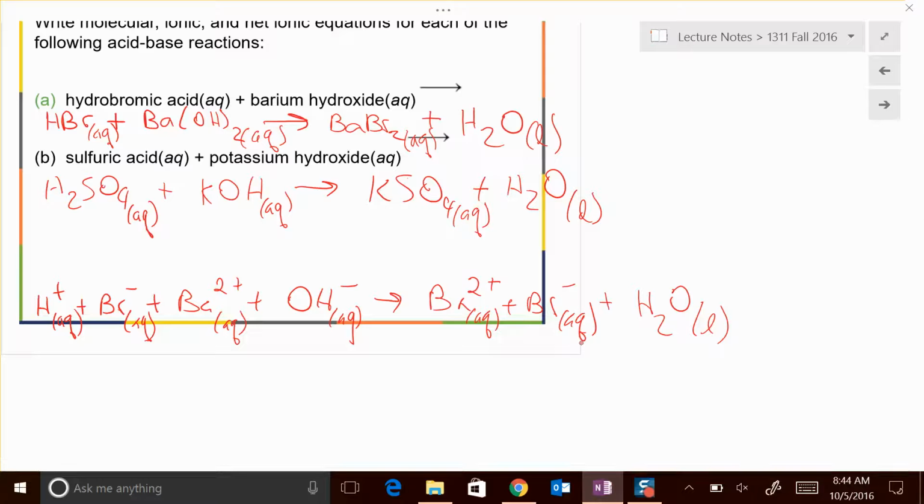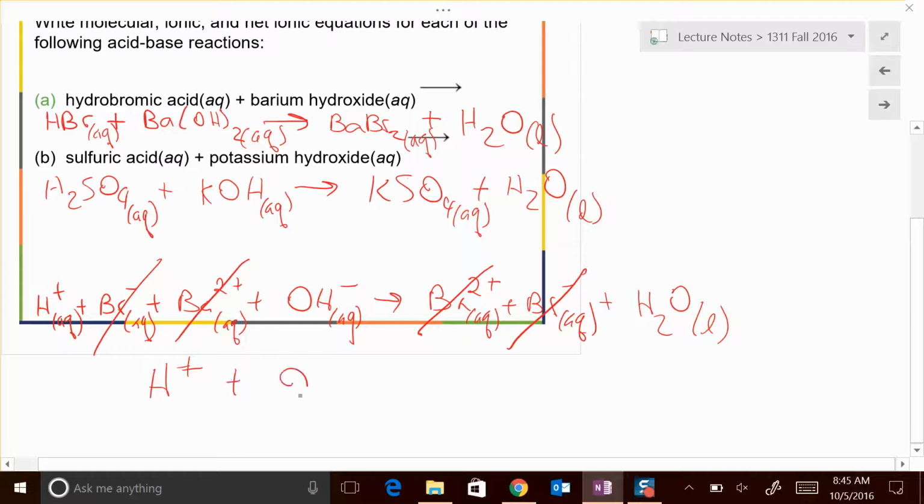What are my spectator ions? Barium and bromide, right? Those are my spectator ions. What's my net ionic equation, excuse me? That's the acid-base reaction, okay? That's the net ionic equation for an acid-base reaction.